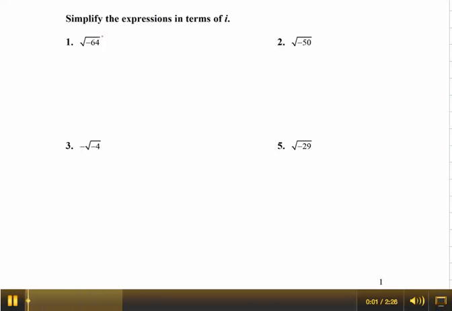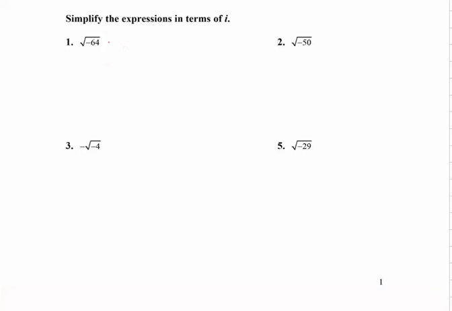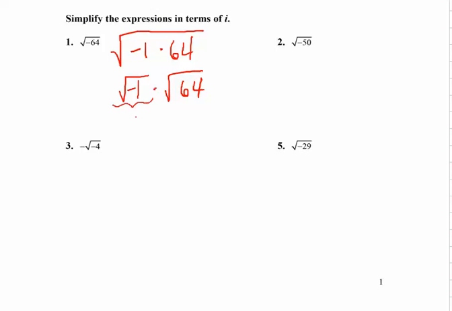Let's simplify these negative square roots in terms of i. So problem 1 is the square root of negative 64. Using the definition above, we can expand this and say it's the square root of negative 1 times 64. That's the square root of negative 1 times the square root of 64. We defined the square root of negative 1 to be i, and the square root of 64 is 8, so we put that together and we get 8i.